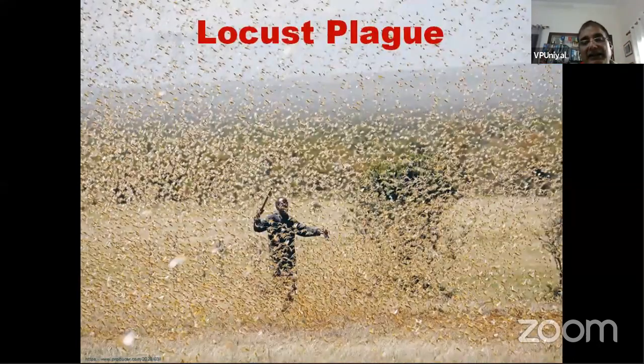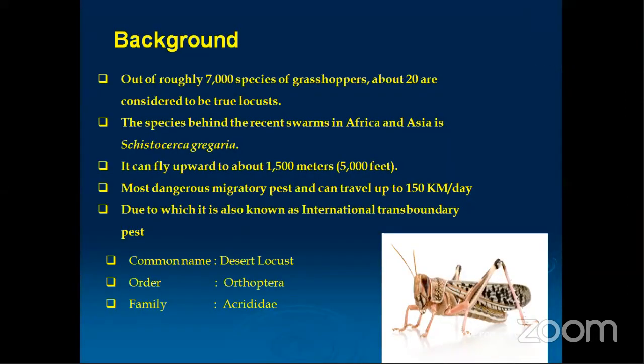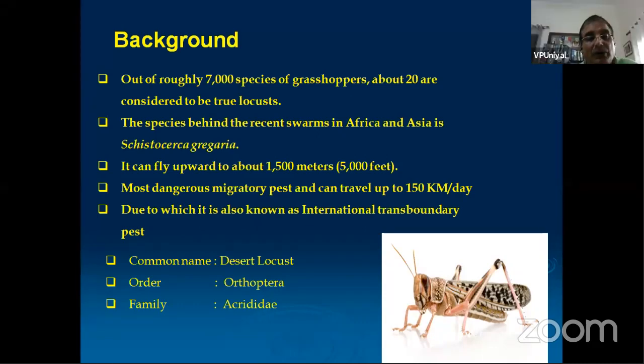After that, I will tell you about the locust, how the locust came into the country. The background of the locust, generally called the desert locust. Here come the locust. It is in the order Orthoptera and family Acrididae.